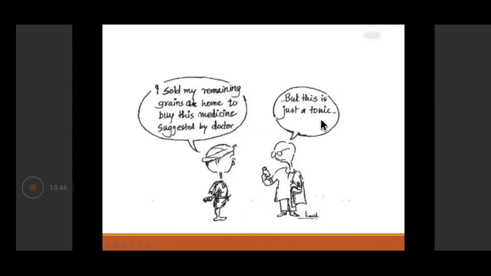So what is this cartoon all about? I sold my remaining grains at home to buy this medicine suggested by the doctor, but this is just a tonic. So the thing is, you have to have the cost of the medicine definitely in mind, because a person would like to sell off everything to buy medicine, and the medicine has to be worth it. So please see to it that the patient doesn't reach that level wherein they cannot afford it and have to be really sad. Okay.